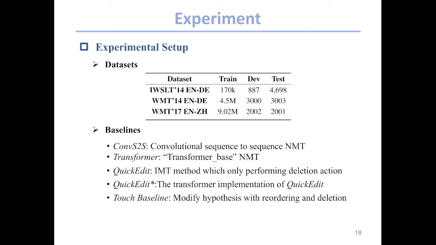The 2 automatic NMT baselines are CNN-based model and transformer model. The IMT baselines include quick edit, which allows the user to mark incorrect words in original hypothesis and regenerate translations. It can be treated as a combination of deletion and substitution actions in our method. The original quick edit method is built on CNN-based model, and we implement quick edit with the transformer model. The touch baseline directly performs reordering and deletion actions on original hypothesis without regeneration.